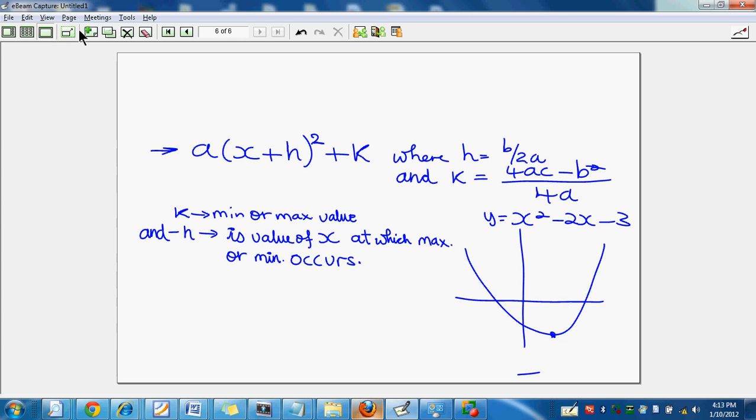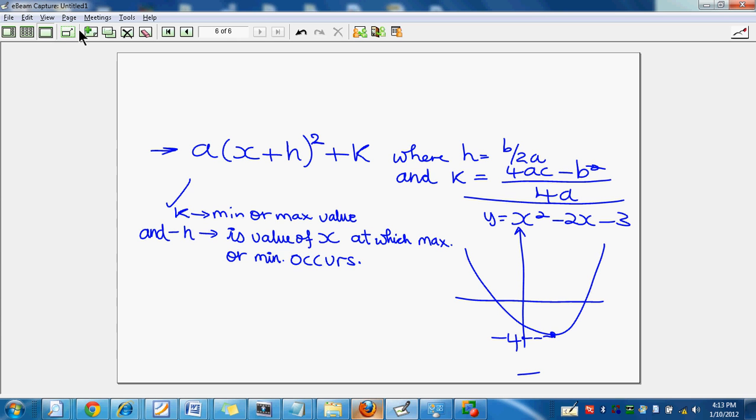But what is the value of that? The value will be, if you were to come straight across onto this axis here, the value on the y-axis. We could get that by working out what k is, using this equation here. If we were to go through that process, we would work out that it is minus 4.